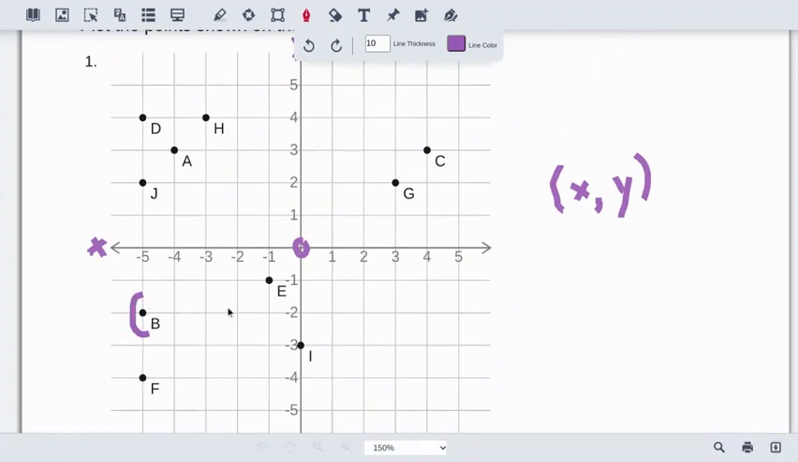Kind of half circle it. I'm going to find my X value first. So I'm going to go over to the left, and I see that I'm lining up with -5. It's on the -5 line. And then I'm going down, not up. I'm going down, 1, 2. So it lines up with the -2.